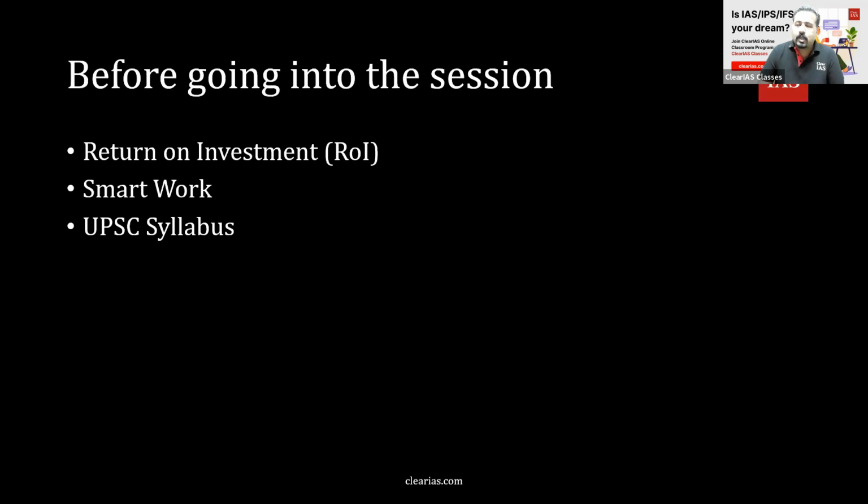This should be connected with whatever you are learning in the 1.5 years from now onwards for UPSC preparation. It should be connected with newspapers, NCERT books, standard textbooks, or whatever materials you learn online and offline. You should always keep in mind the return on investment, smart work, and UPSC syllabus. I shall explain how you can connect each of these concepts with whatever you are learning. Now I'm moving to the next slide.